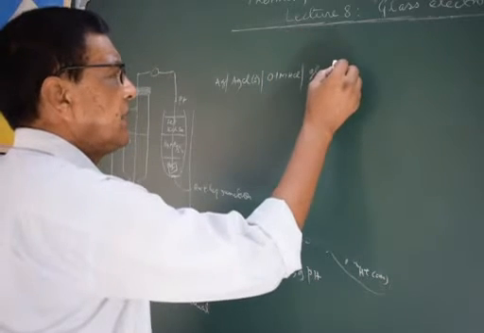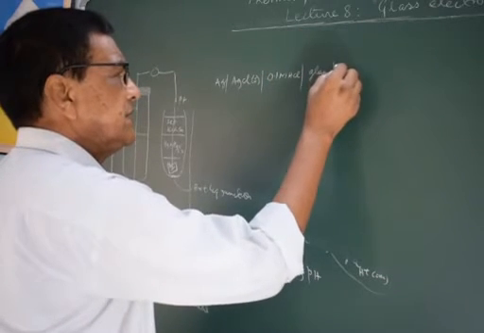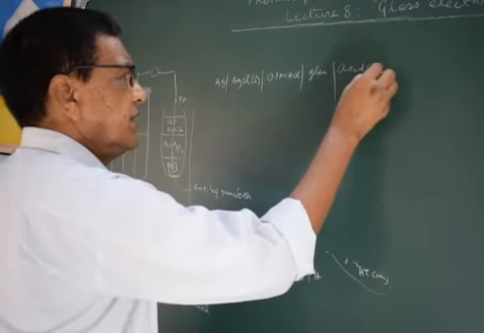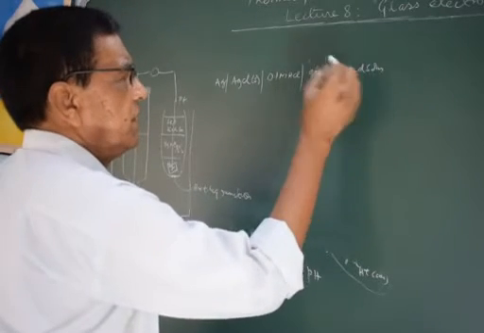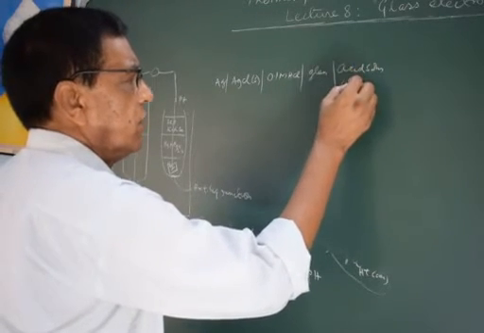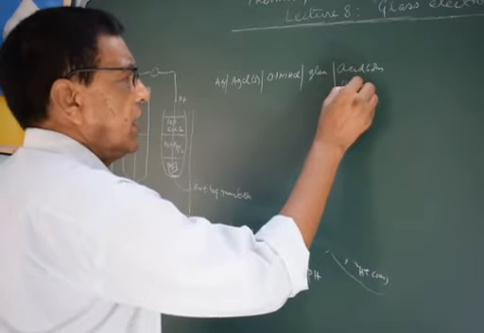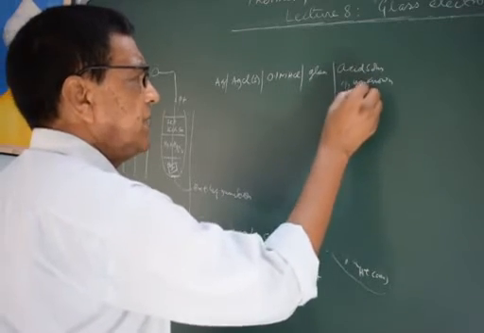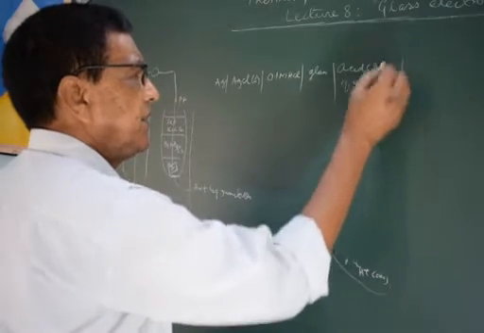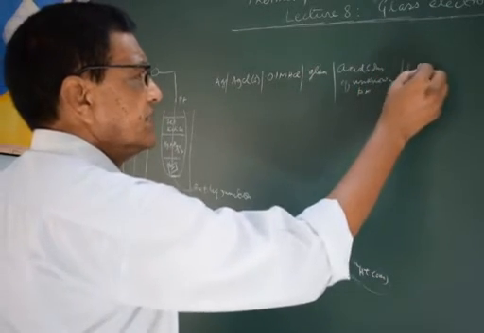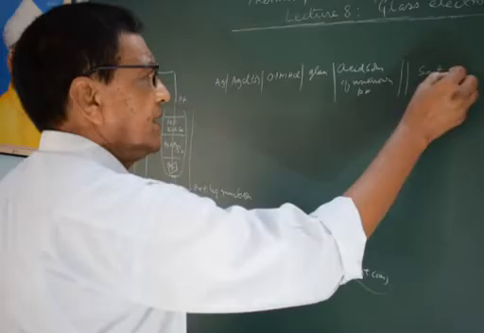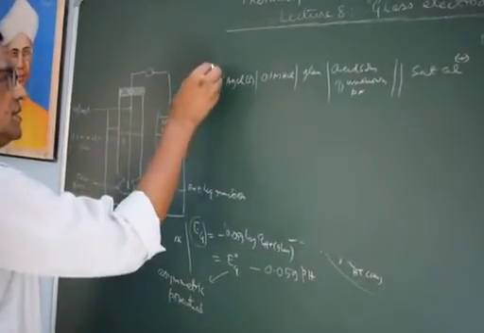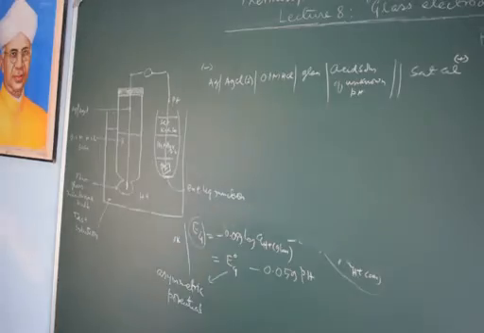And now this test solution, or acid solution of unknown pH, and here the saturated calomel electrode. This one is the positive terminal and this one is the negative terminal of the cell.